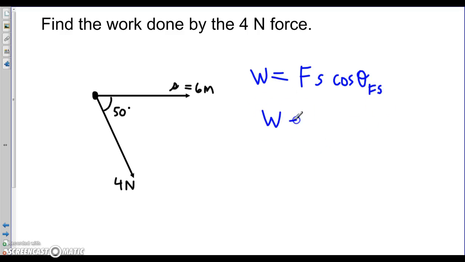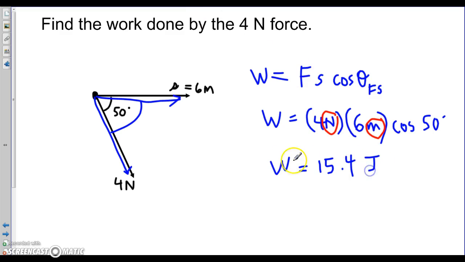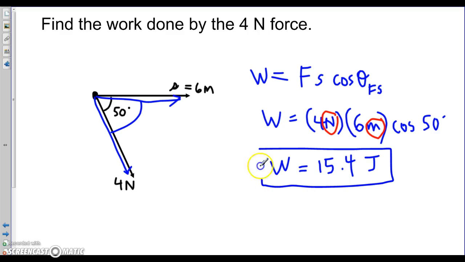So we plug in the value of force. We always make it positive, 4 newtons. We plug in the value of distance, 6 meters. And what's the angle between the force and the distance? Well, F is like this, the distance is like this, and the angle between them is 50. You plug this into your calculator, and you get 15.4 as the answer. The units, remember, are a newton times a meter, and we call that a joule. The work came out positive.